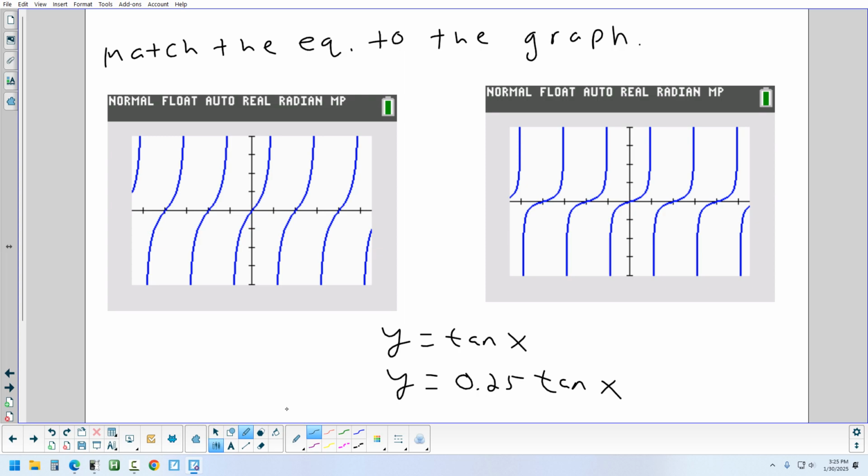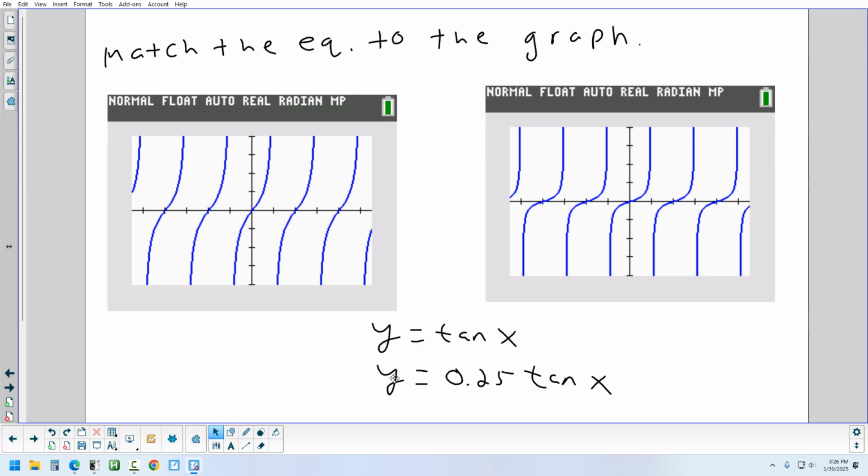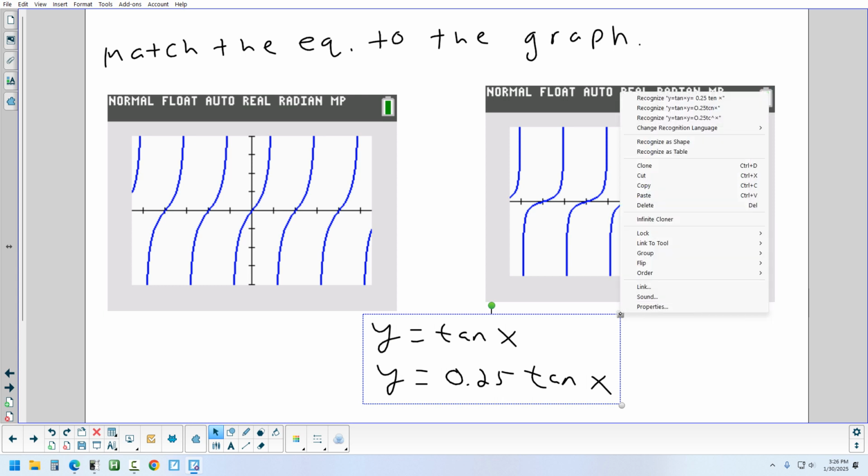All right, so this question, they're giving us 2 pictures. You might have 3 or 4 on the test to match, but I'm just doing 2 here. I've given you 2 equations, y equals tangent x and y equals 0.25 tangent x. So what I want to know is which one goes with which graph, and why?